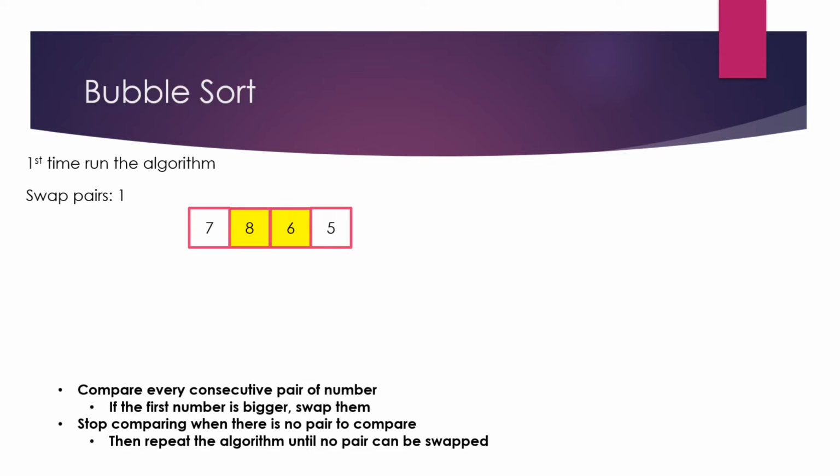Now, let's move to the next consecutive pair, which is 8 and 6. 8 is greater than 6, so you're going to swap them. It becomes 6 and 8. The swap pair updates to 2. Now you move to the next pair, which is 8 and 5. Since 8 is greater than 5, you're going to swap them. After swapping, the swap pair updates to 3, and it becomes 5 and 8 this time. Now, next to number 8, there's nothing. There's no number right here. Therefore, we're reaching the end. There's no pair left for us to compare.